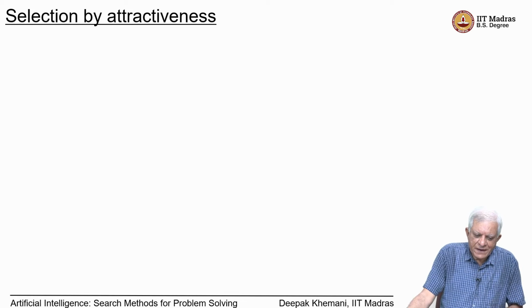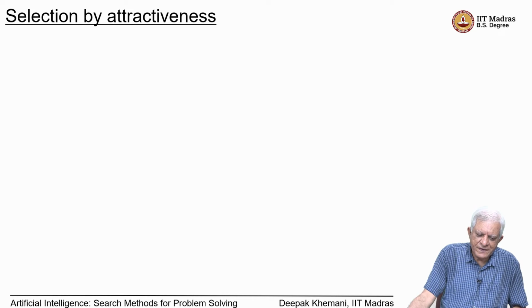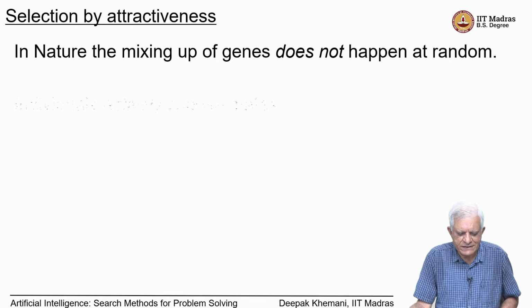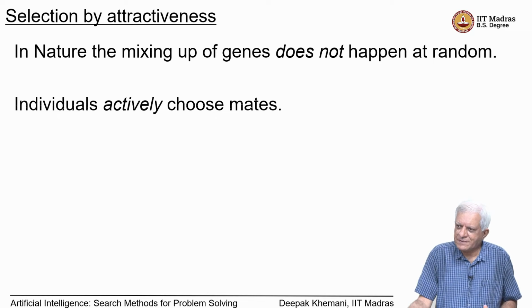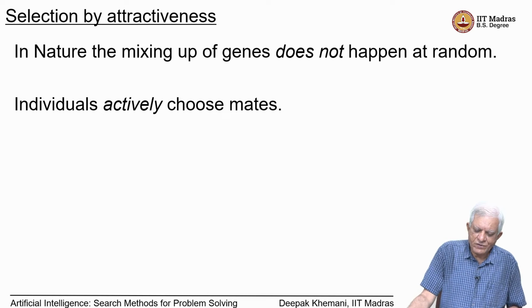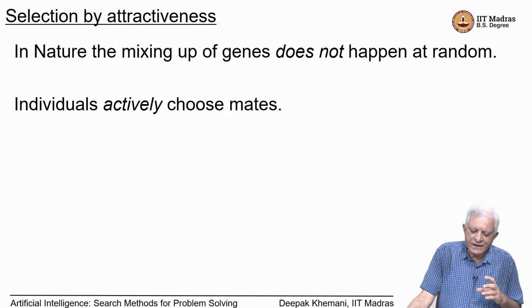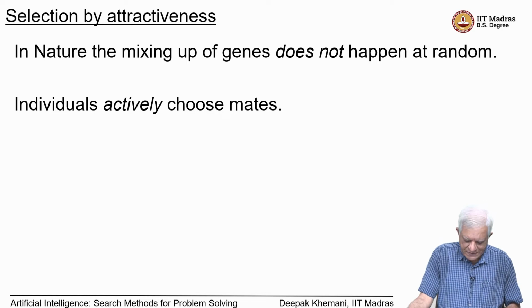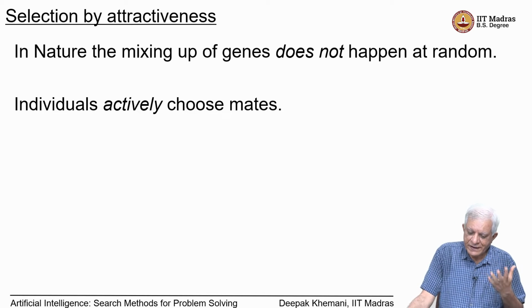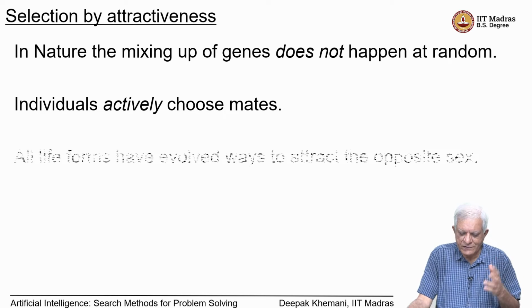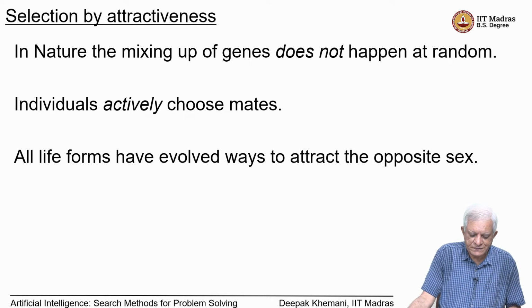So, how does this mixing happen? In nature, selection happens by some form of attractiveness essentially. Mixing of genes does not happen in a random fashion. Individuals in practically all species actively choose their mates. So, there is some notion of attraction which is built in, and that somehow results in us choosing mates who we think will give us better offspring. That is the whole idea of improving the design as we go along.